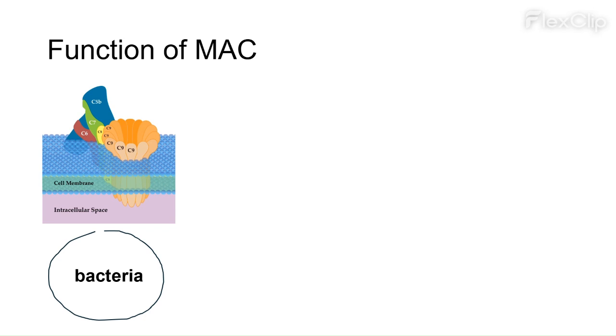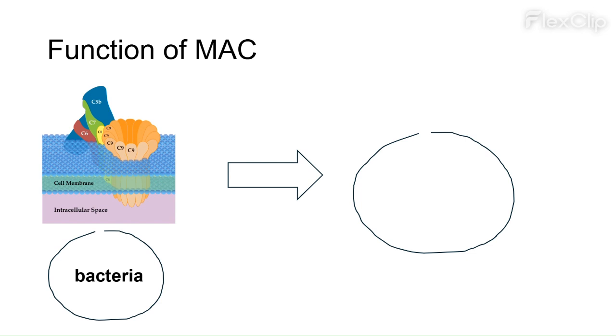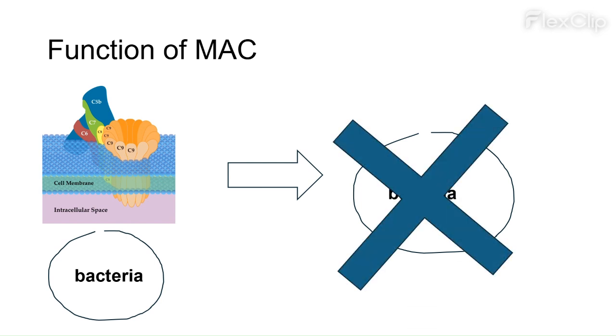MAC creates holes in the cell walls of bacteria. These holes allow water and salts to pass through freely, and the bacterial cell membranes are disrupted by the abnormal osmotic pressure.